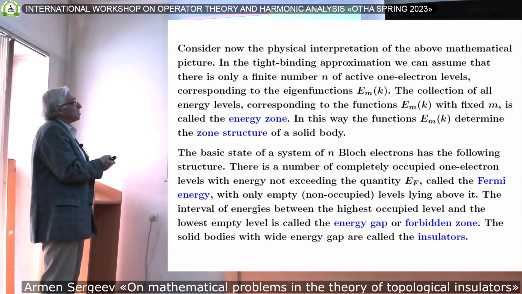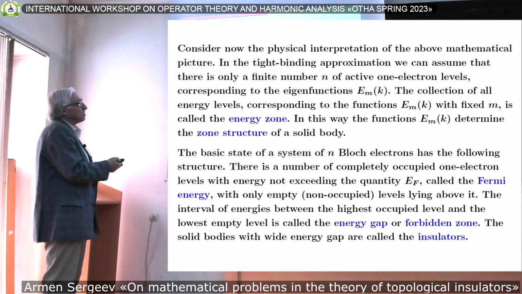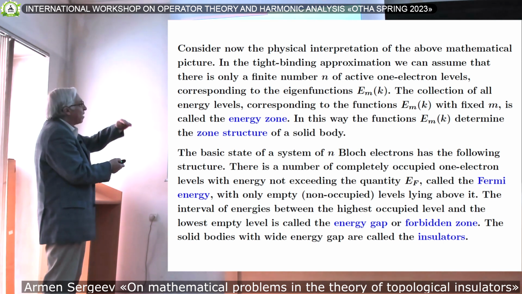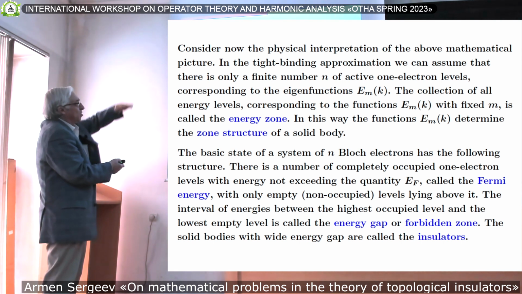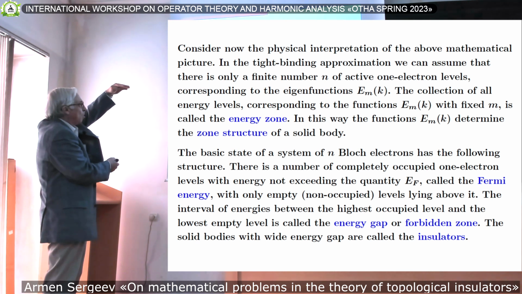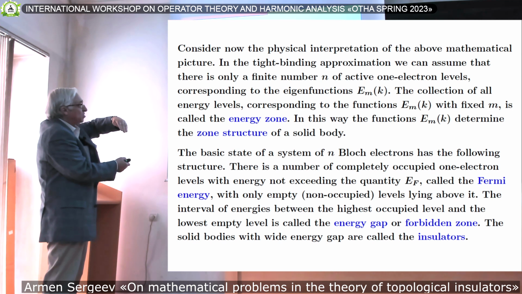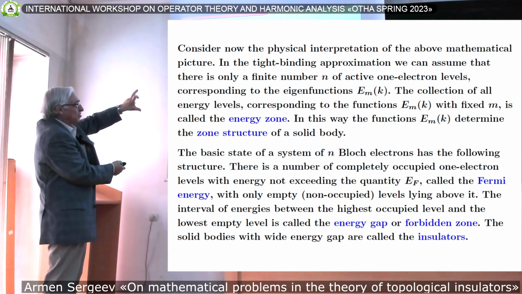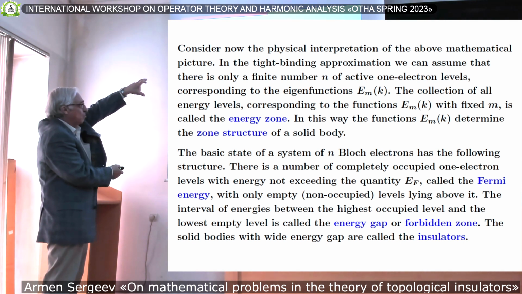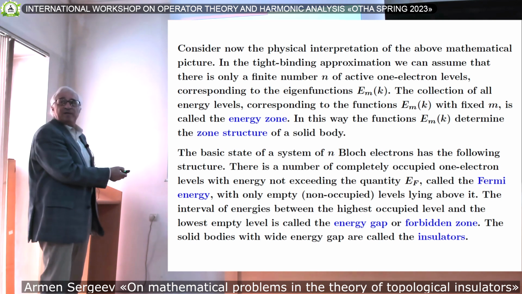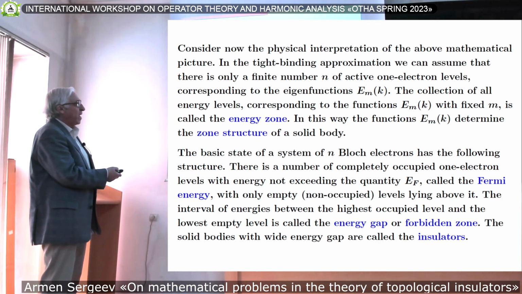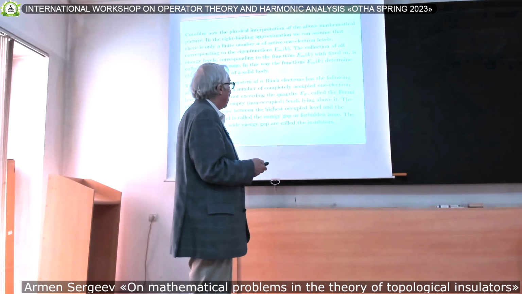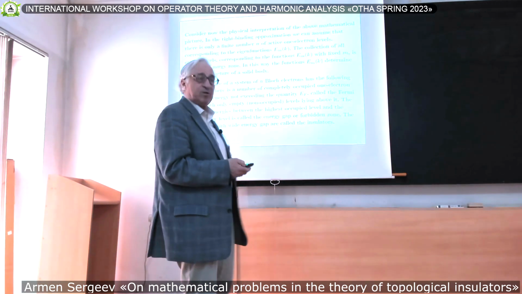What is the basic state of a system of n Bloch electrons? Basic means the one with minimal energy. It has the following structure. There is a number of completely occupied one-electron levels with energy which does not exceed the quantity E_F, which is called the Fermi energy. And above this energy, we have only non-occupied, or empty, levels. The interval of energies between the highest occupied level and the lowest empty level is called the energy gap, or forbidden zone. Solid bodies with a wide energy gap are called insulators. So this is the definition of dielectrics, if we use the Russian word.